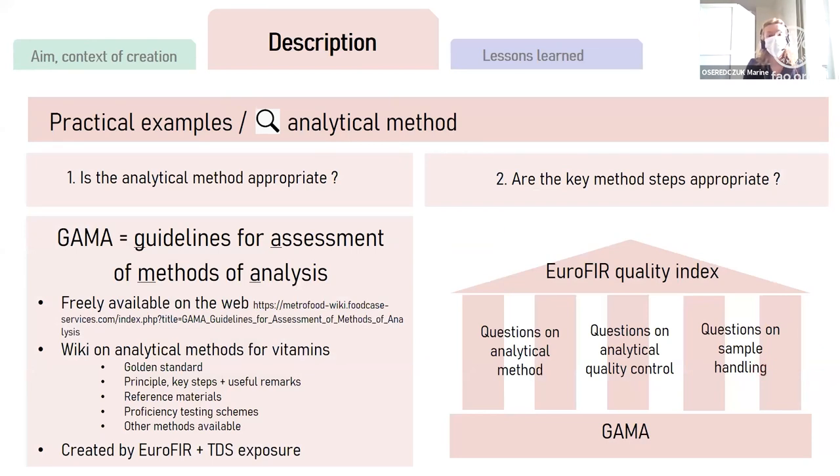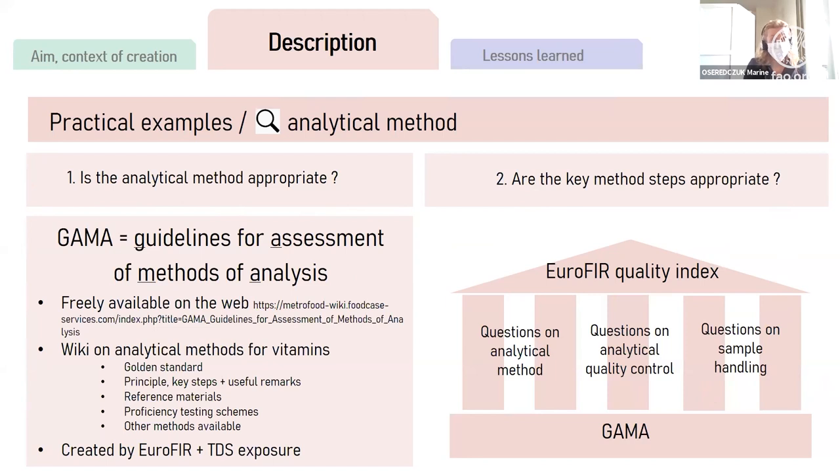So till now we have explored some aspects of the category food description. And since we have a quality assessment system focusing on analytical data, let's focus now on the category analytical method. This category consists of two questions only. Is the analytical method appropriate? And are the key method steps appropriate?